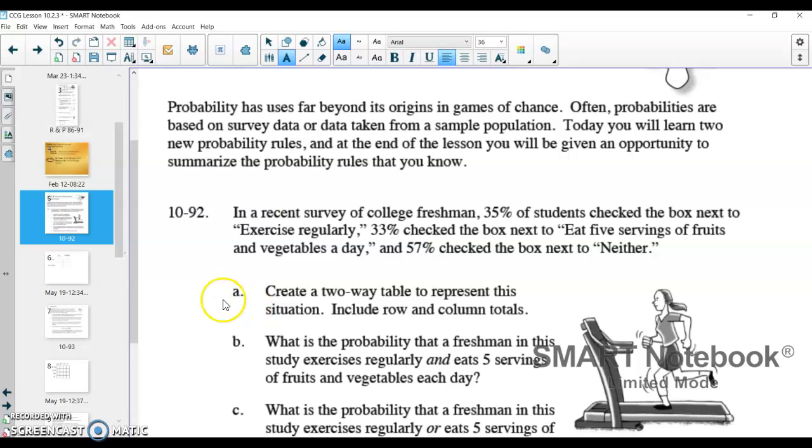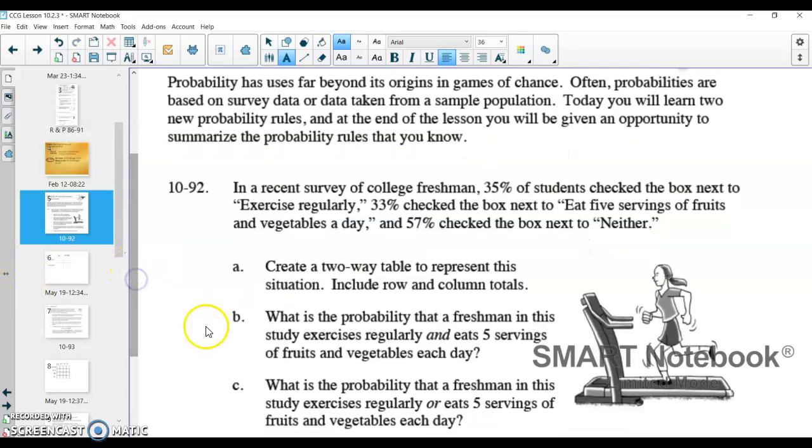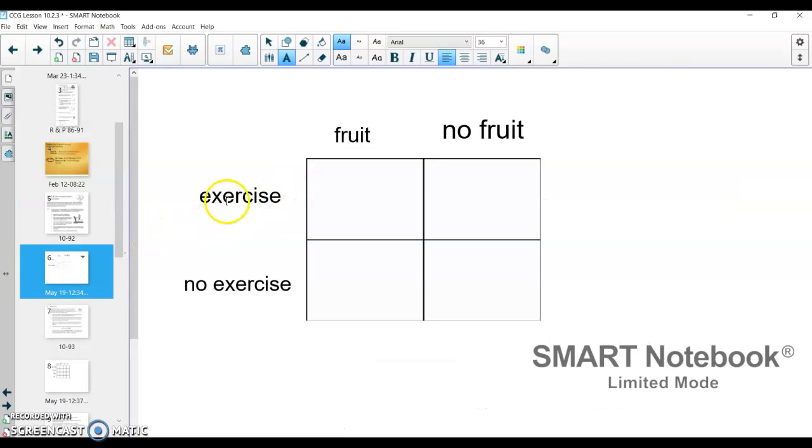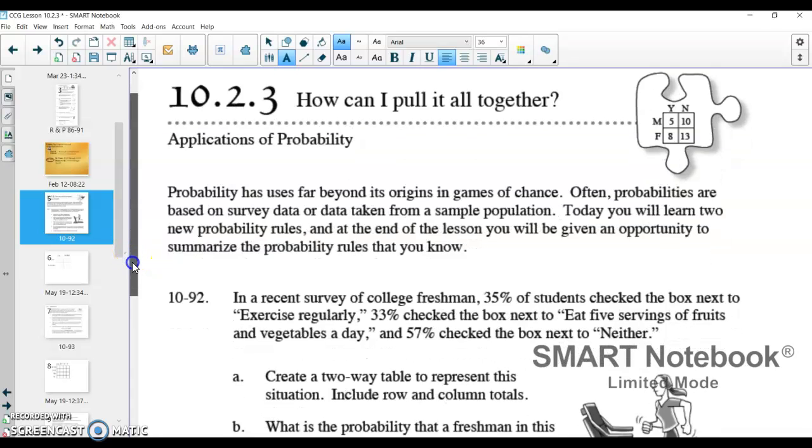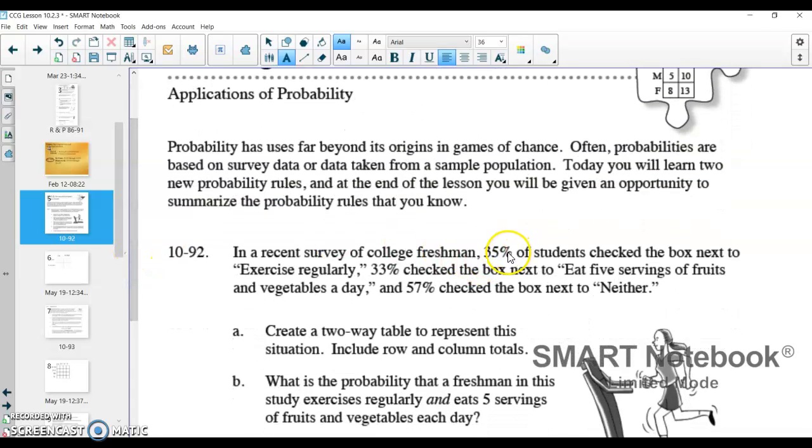So we're going to do part A. I already have a setup of the two-way table here, and so I'm going to flip back and forth. We have exercise and no exercise, and we have fruit and no fruit. Exercise means they are regularly exercising, no exercise means they're not, fruit means they're eating 5 servings of fruit, and no fruit means they're not doing that. Really what we're doing here is taking these percentages and writing them as decimals so we can work with them.